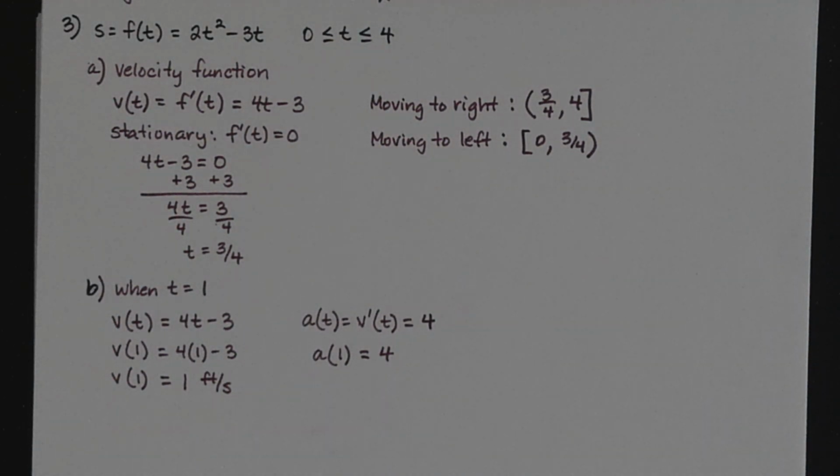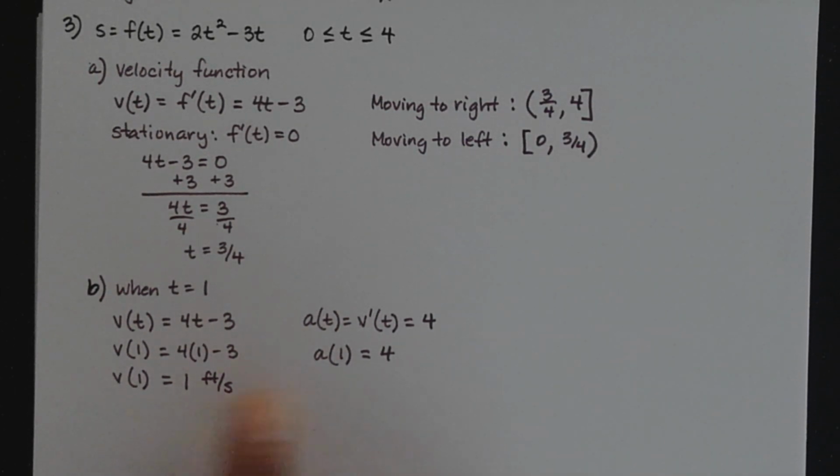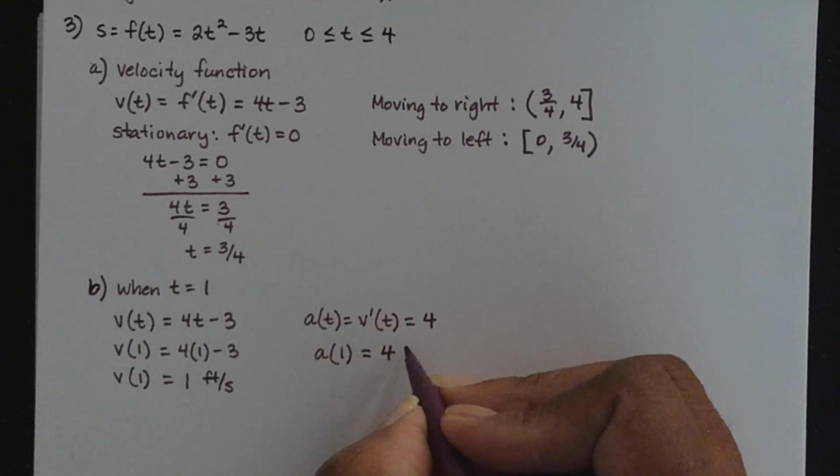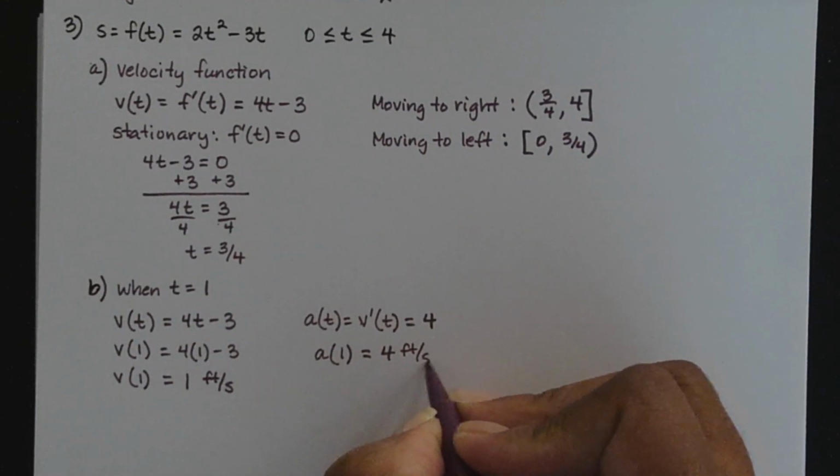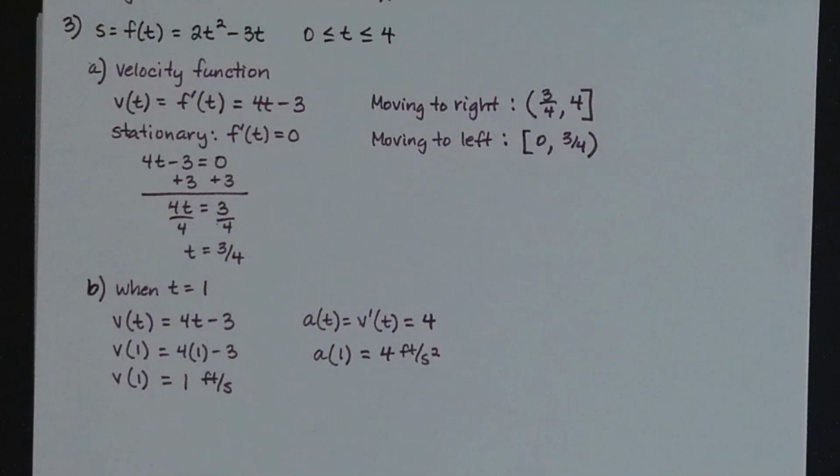So the velocity of the object at time equal to 1 would just be 1 foot per second. The acceleration would be 4, and this will be in feet per square second, as the acceleration is units per square unit of time. Any questions on part B?